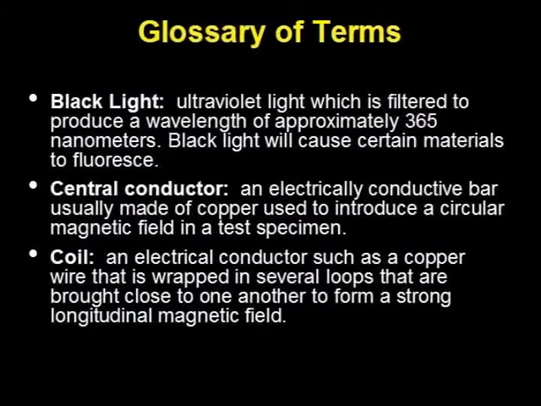The following glossary of terms defines some of the terms used in magnetic particle inspection. Black light is ultraviolet light which is filtered to produce a wavelength of approximately 365 nanometers. Black light will cause certain materials to fluoresce. A central conductor is an electrically conductive bar usually made of copper used to introduce a circular magnetic field in a test specimen. A coil is an electrical conductor such as a copper wire that is wrapped in several loops that are brought close to one another to form a strong longitudinal magnetic field.